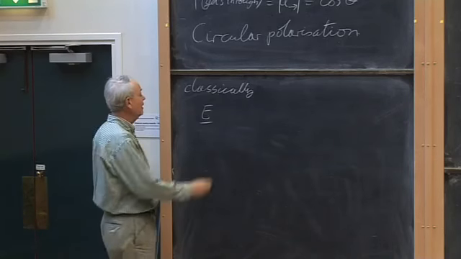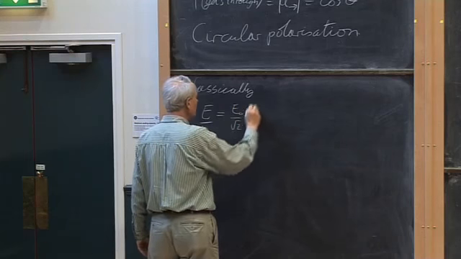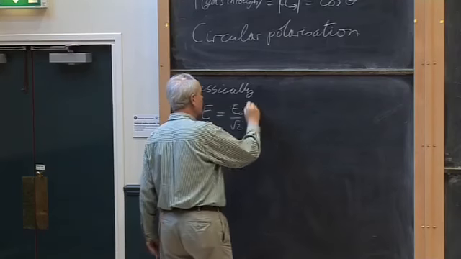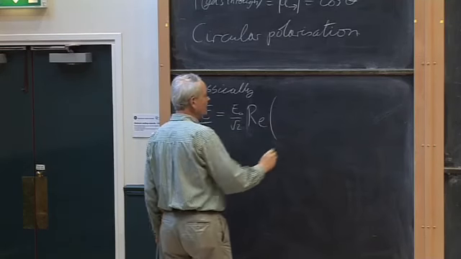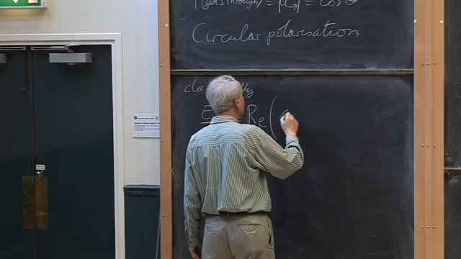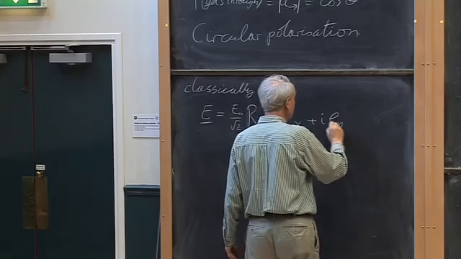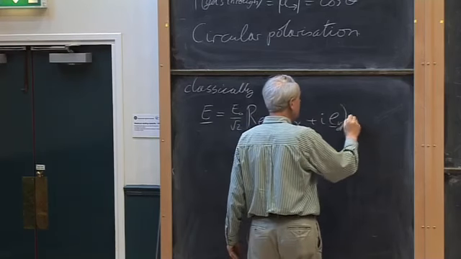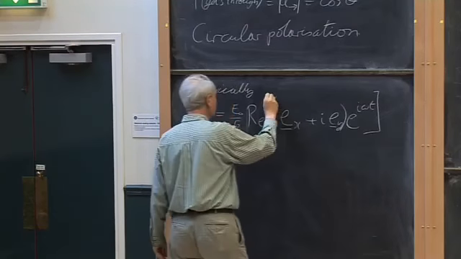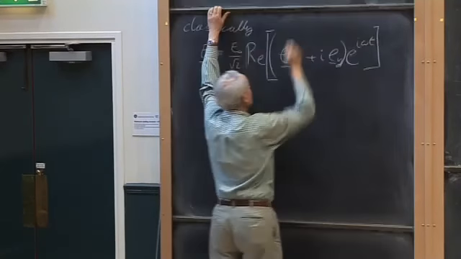How do we write that? How do we write that classically? Well, we can write that it's E naught over root 2, and then I would write the real part of, the neatest way to write it is the real part of Ex plus i Ey times e to the i omega t, and that's all inside this real operator. Let's think about that for a moment. Because what does that give me?